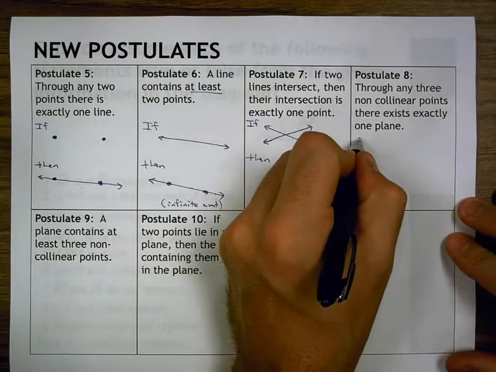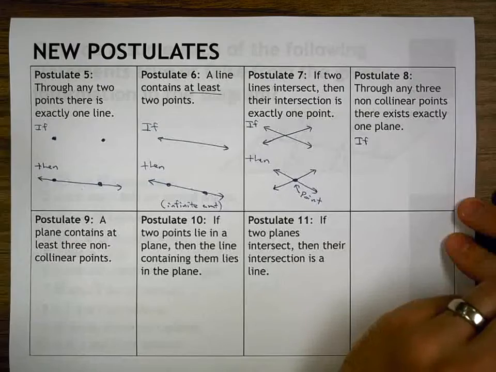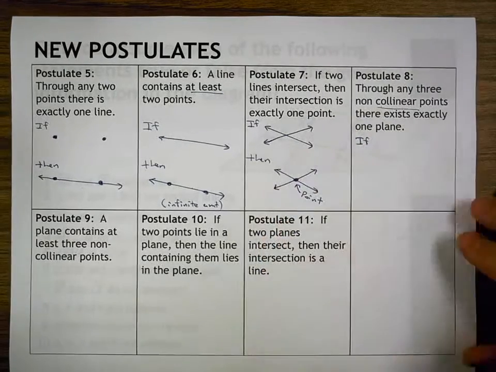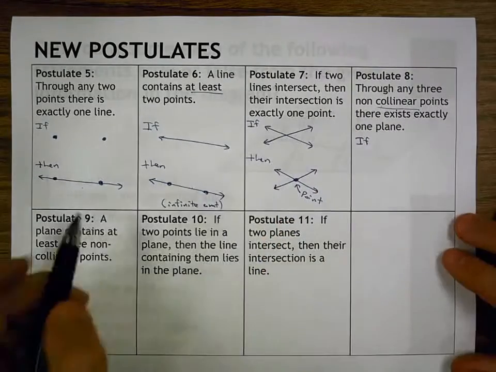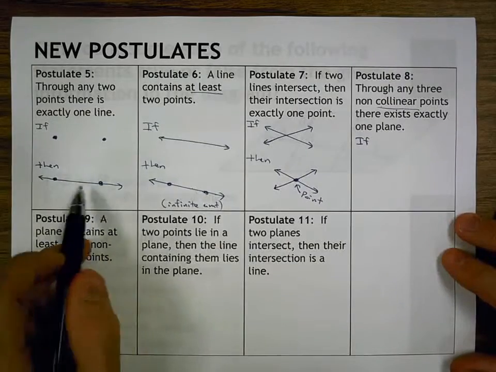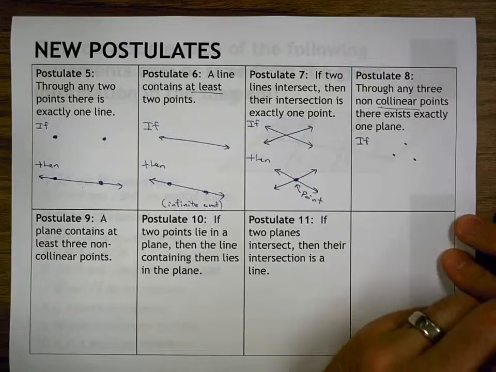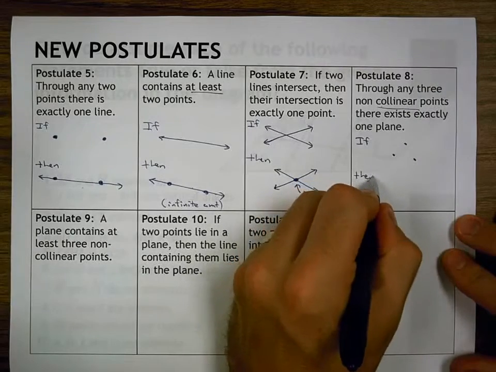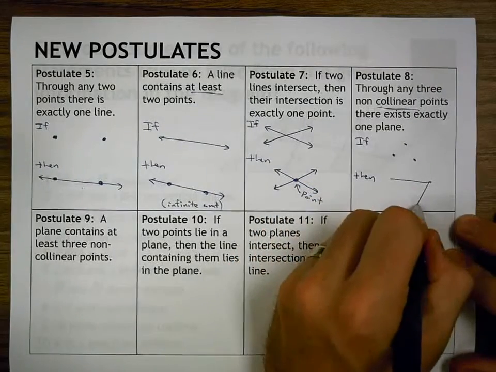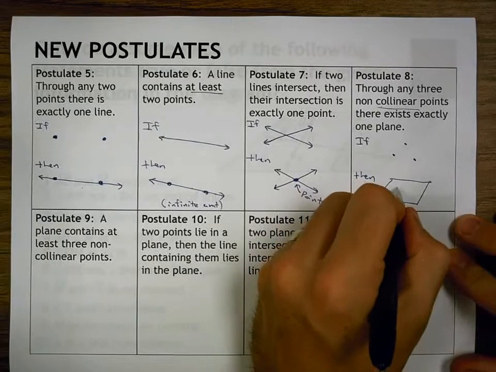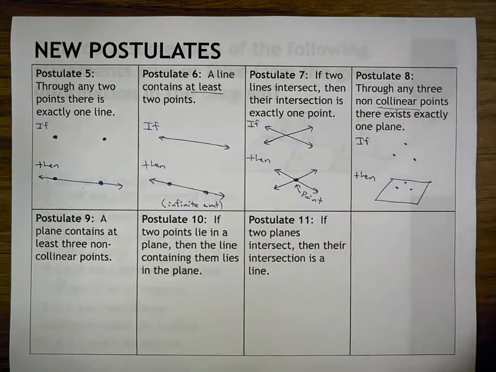The next one says through any 3 non-collinear points. Now, before we go into that, non-collinear means they're not on the same line. These 2 points are collinear. So if we have 3 non-collinear points, then there exists exactly one plane. And those 3 points would all be on that plane.